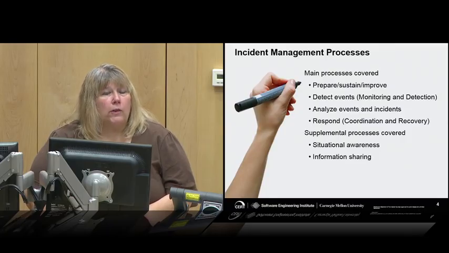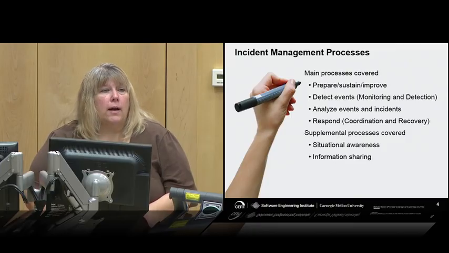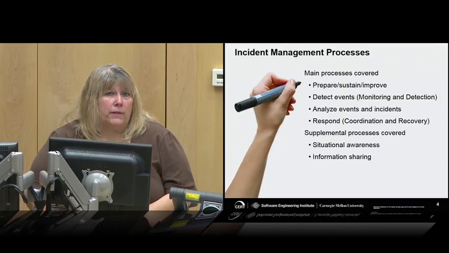And then it also looks at ways to identify any gap areas, any new ideas or resources that could be implemented, all as part of an improvement process to improve your overall incident management function and all of your incident management processes and sub-processes.